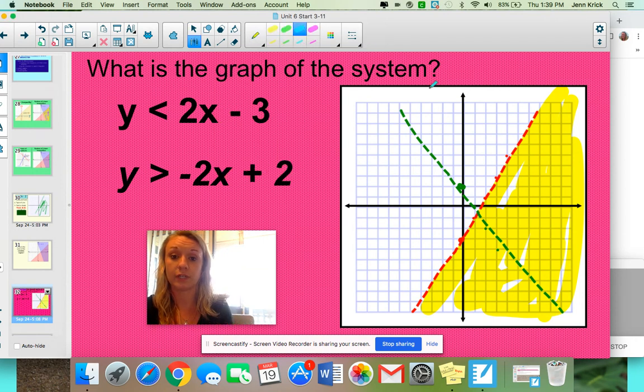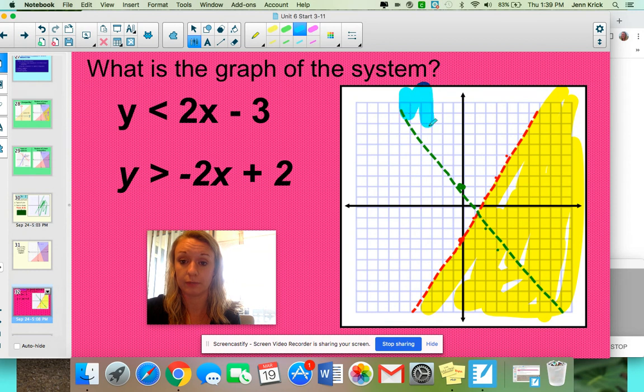So now watch for the colors to come together and kind of mix. So I know, just look at the green line. I'm shading this whole region here that doesn't include 0, 0. So let's see if you guys can find where the solution zone will be.